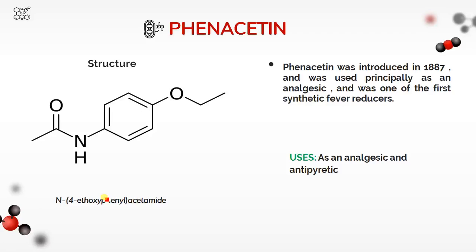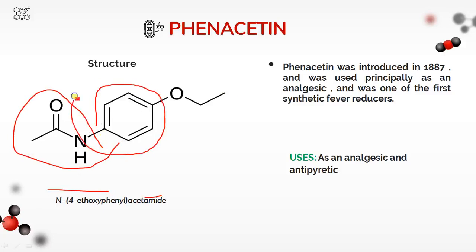The second drug under this para-aminophenol and aniline class is phenacetin. It is N-4-ethoxyphenyl acetamide. Again, this is acetamide, this is phenyl, and this one is ethoxy. It's 4-ethoxy, 1, 2, 3, 4, 4-ethoxyphenyl. This is the acetamide functional group. It was introduced in 1887, and it is used principally as an analgesic and was one of the first synthetic fever reducers.